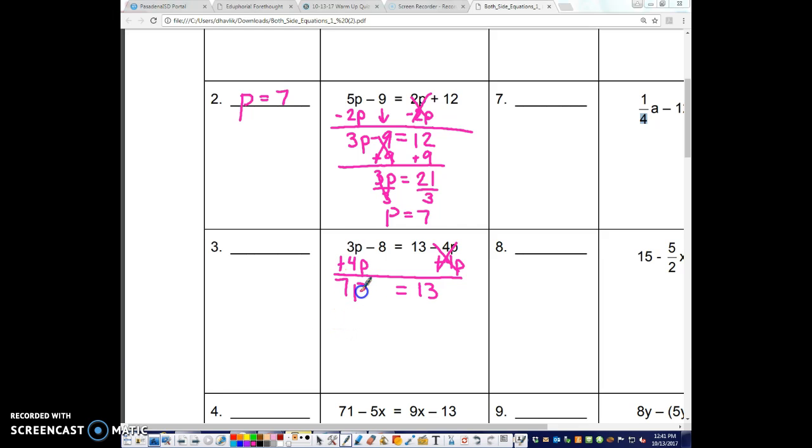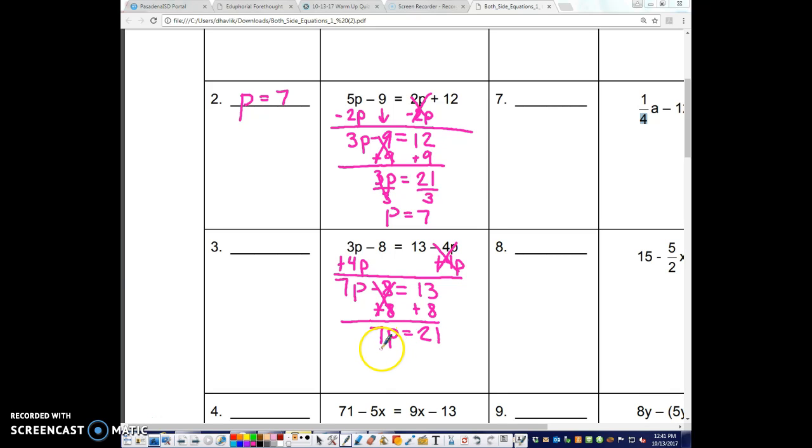7P. We just have a minus 8. Okay, what's our next step here? We need to add 8 to both sides. That cancels. So we have 7P equals, what's 13 plus 8? It's 21. What's the next step?